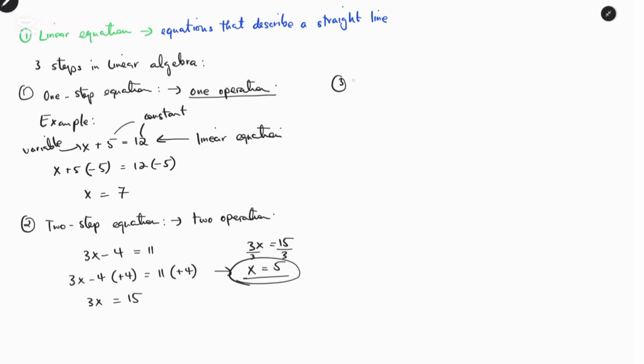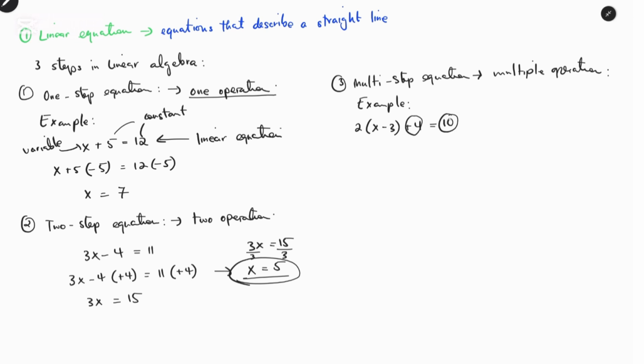And thirdly, we have a multi-step equation. With multi-step, you can also define it as having multiple operations. That means more than one operation can be done to an equation. For example, if we have 2x minus 3 plus 4 is equal to 10, the first thing you want to do is minus 4 on both sides. So you should have 2x minus 3 is equal to 6.